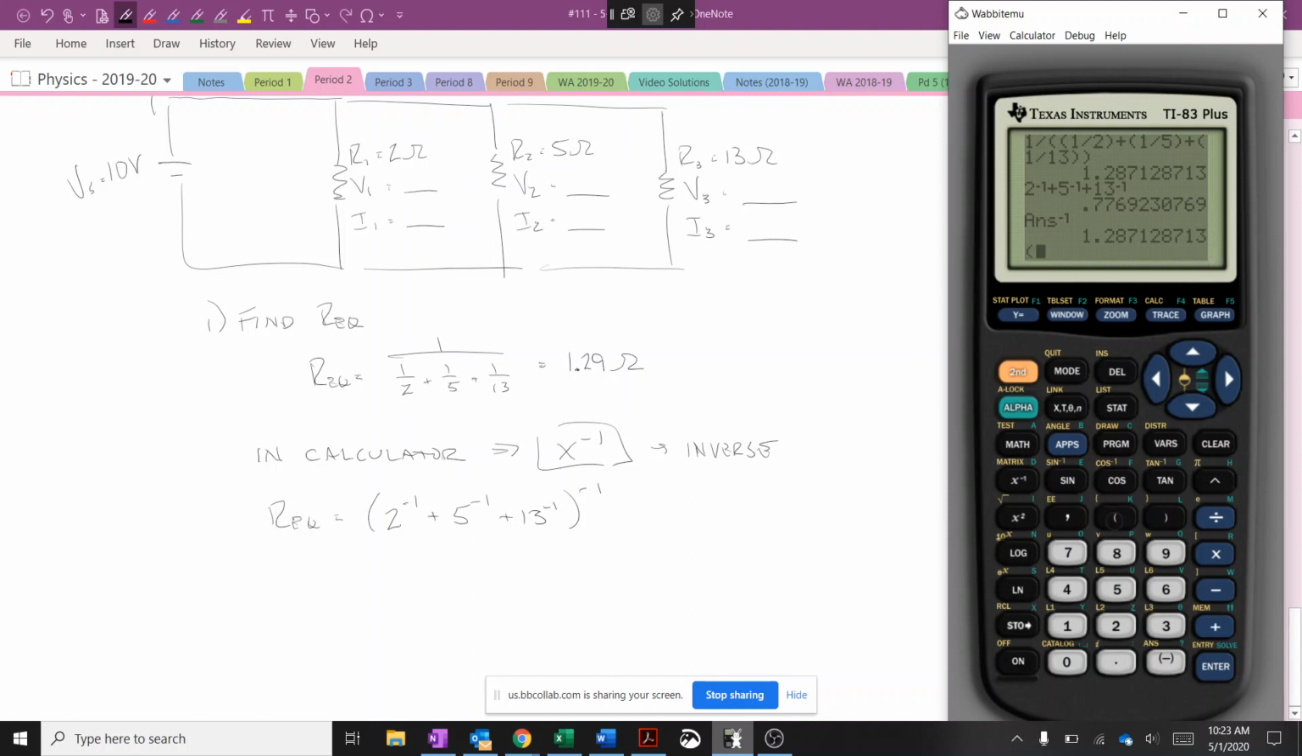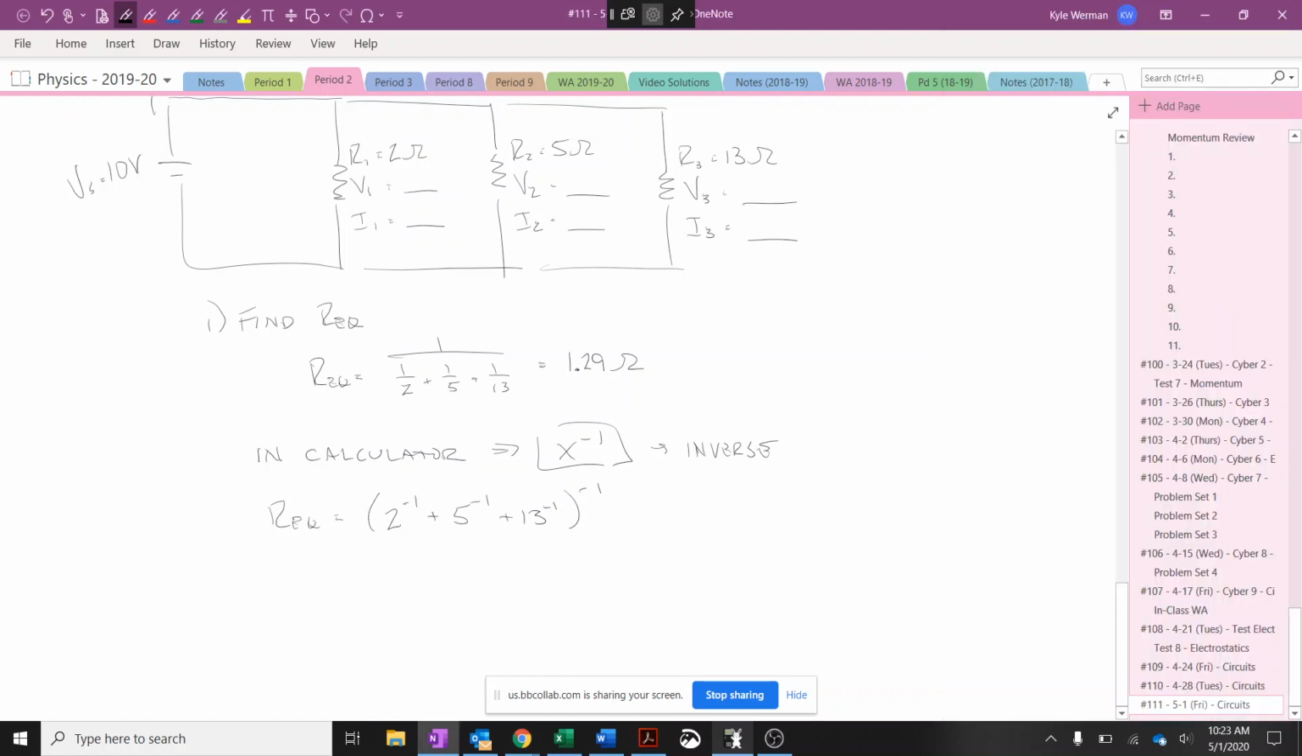Or obviously I can do in parentheses 2 to the negative 1 plus 5 to the negative 1 plus 13 to the negative 1, close the parentheses, and raise that whole thing to the negative 1. That will also get me the value. As you can see, it's a really simple way to find that equivalent resistance using that inverse function. A lot easier than putting all those things in denominators in fractions. We're going to do plenty of practice with finding those equivalent resistances. But nonetheless, we found the equivalent resistance, and now our work is pretty much done for us.